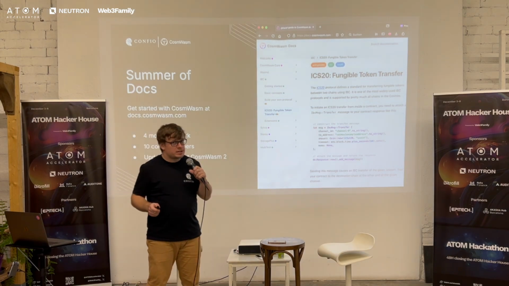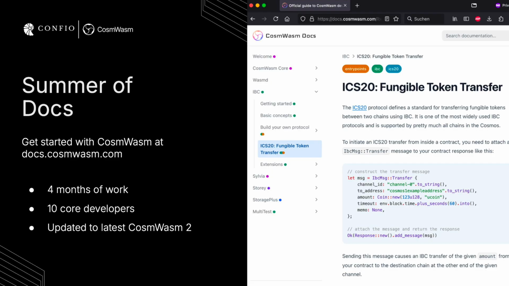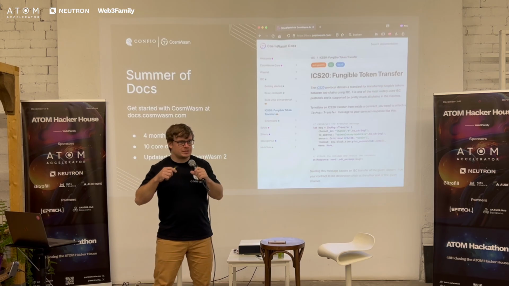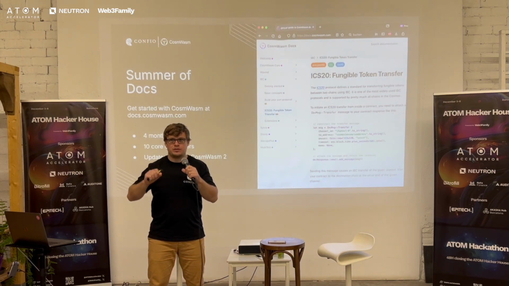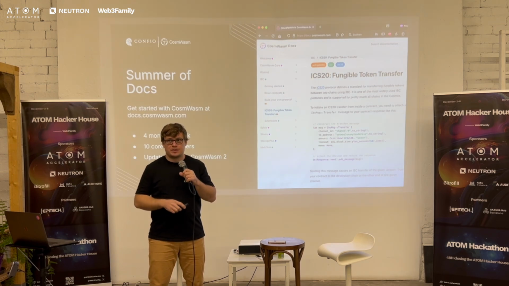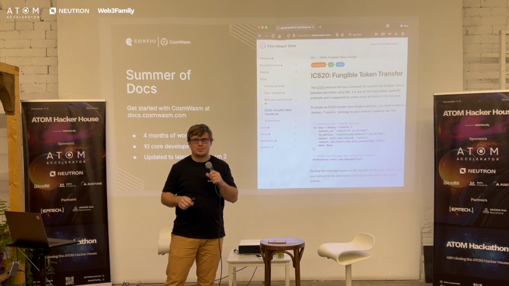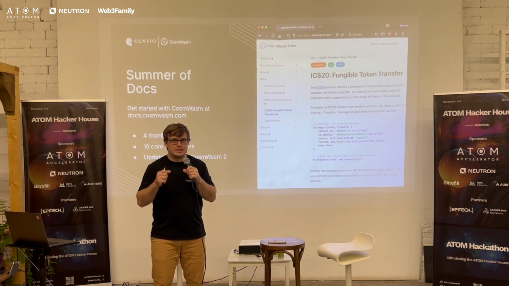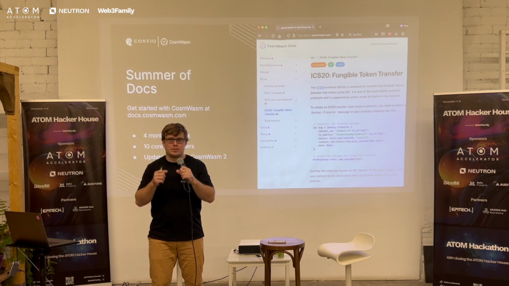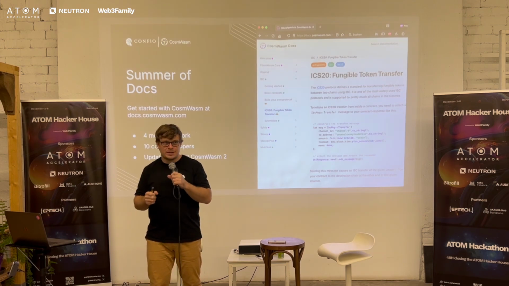We did a lot of work on documentation this summer, so we dedicated pretty much 4 months of the entire development team of CosmWasm to write documentation. That was really the main focus, the main feature, because over the course of the last 5 years we realized, okay, we can't outsource documentation. It cannot be done by some technical writer. We need to really write it with the team that is building the software.